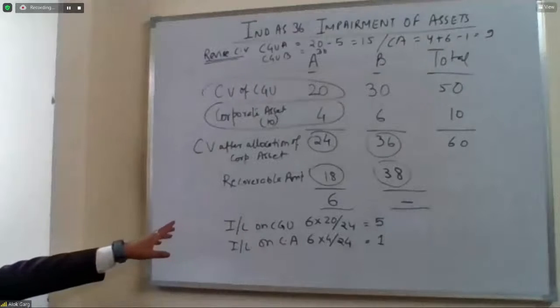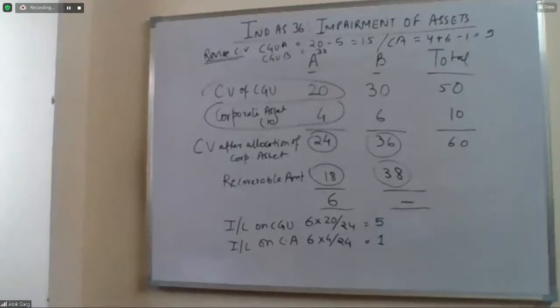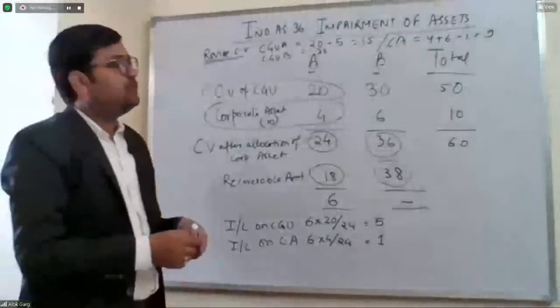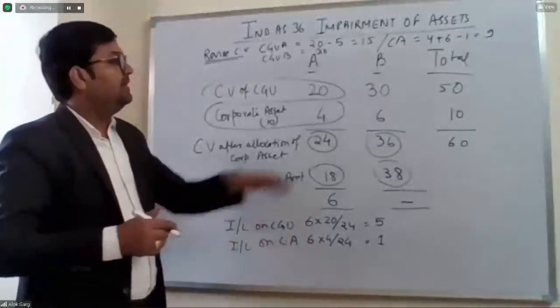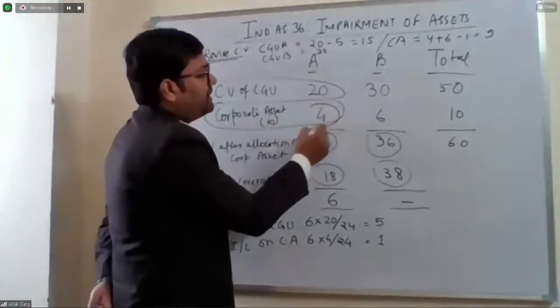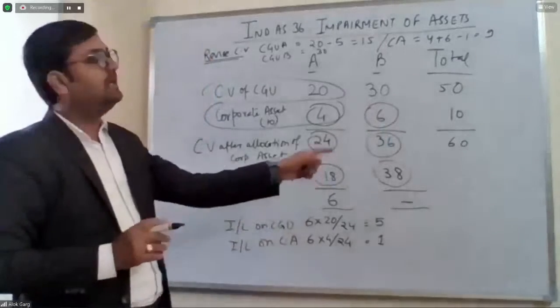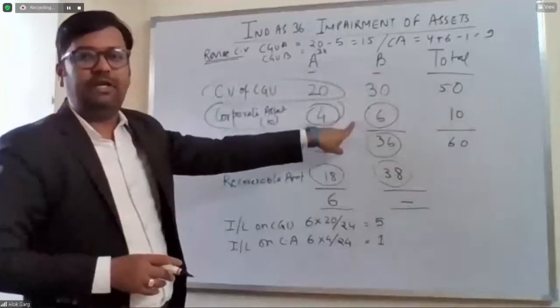So what I have done? That is why the total impairment loss we have calculated is 6 million. But this corporate asset has to be shown in the balance sheet separately. This building has been shown in the balance sheet separately. So there is an impairment on this particular portion. There is not any impairment on this particular portion. If you see in CGU B, there was no impairment.